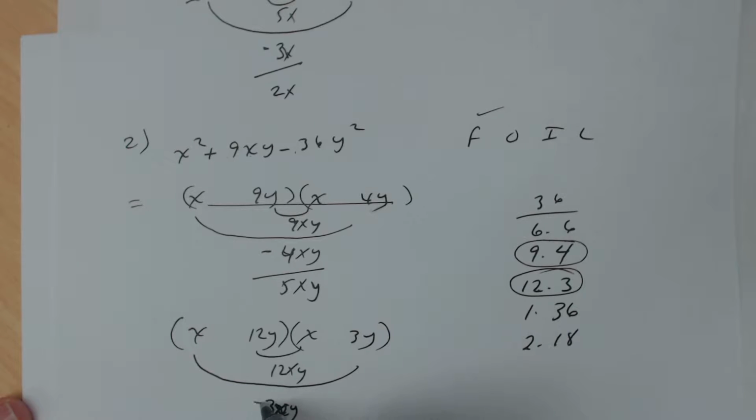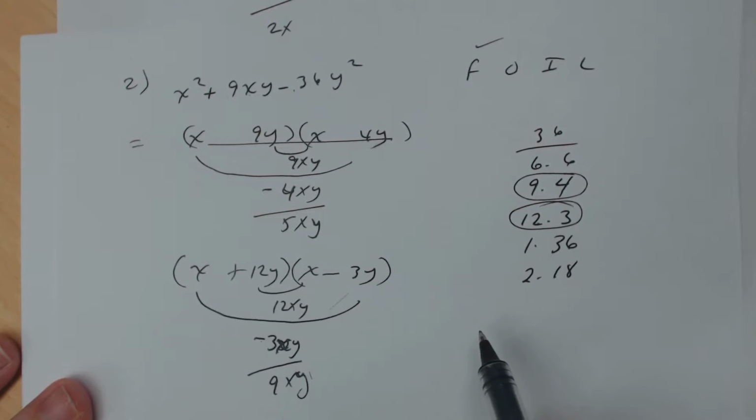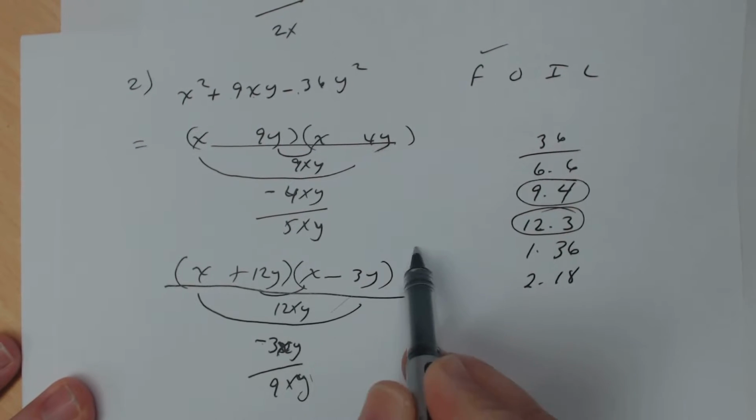That means that 3xy has to be negative, and when I add them up, I do get 9xy. So this is the correct order. I just got to put in the signs. So in order to get a negative 3xy, this has to be negative. In order to get a positive 12xy, this has to be positive. And so there's your answer.